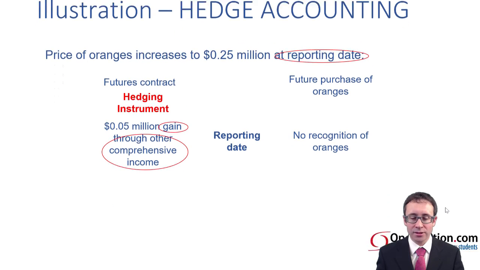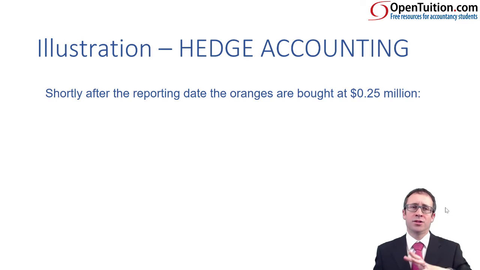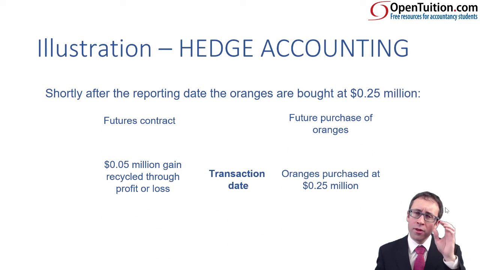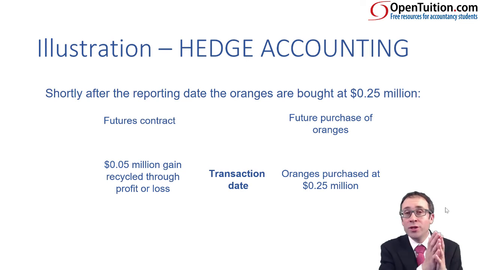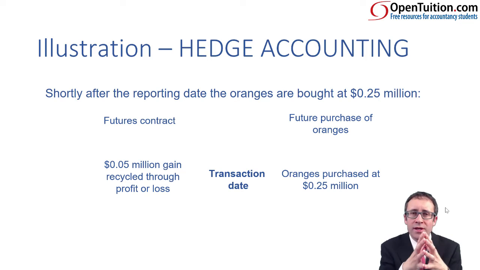Excellent. So let's see what then happens when we close out the futures contract and when we buy the oranges. Let's say shortly after the reporting date, we then buy those oranges at the 0.25 million. We'll keep it simple, and let's say there's been no change in the market price of oranges. So we buy them at the $0.25 million. There's been no change in the value of the futures contract. It's still there as a financial asset on the SFP at 0.05 million, and the gain is stuck there within your hedge reserves within other comprehensive income.